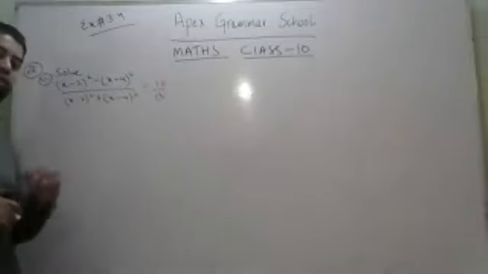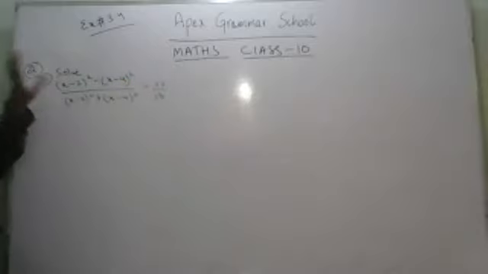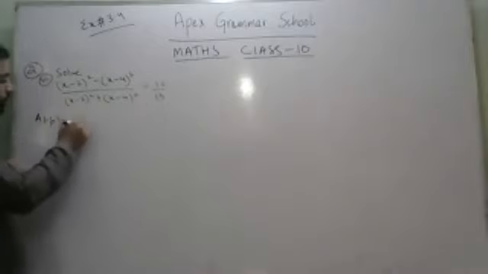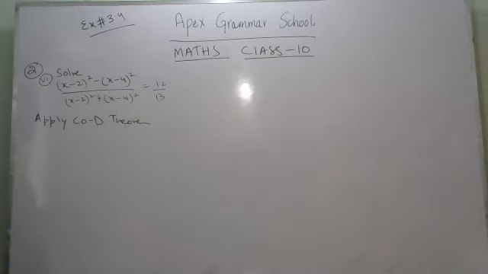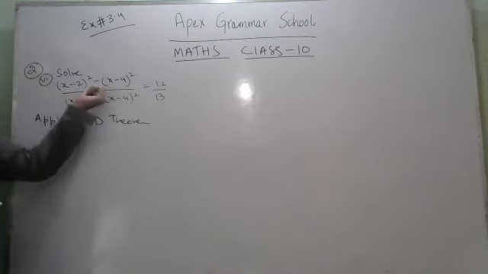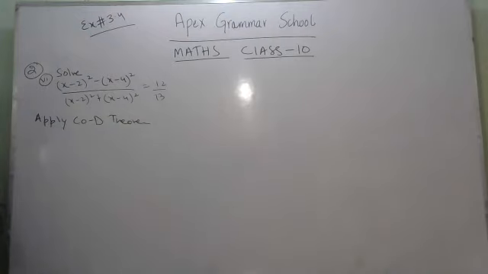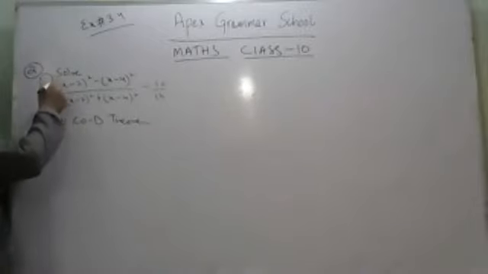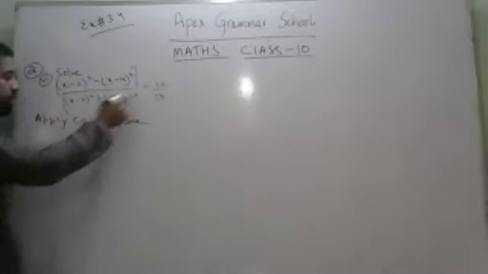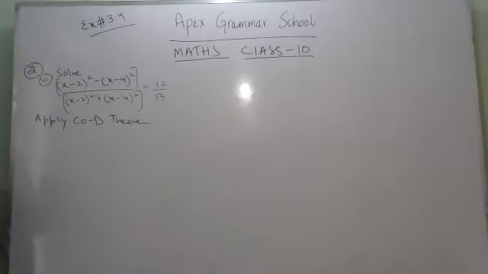So, how to solve it? Just apply the componendo and dividendo theorem. It is your choice. You can apply the positive operation first and the negative operation on the denominator. But the best choice is the negative operation on the numerator and the positive operation on the denominator. So for easiness, this all is the numerator, this all is the denominator.